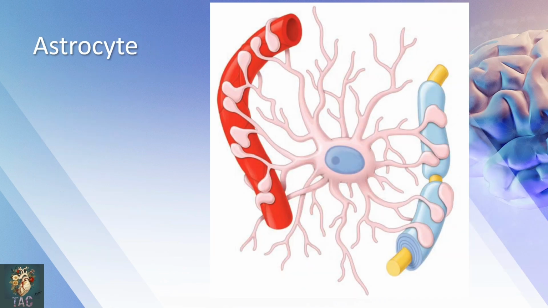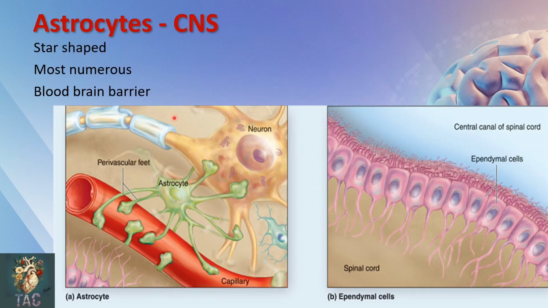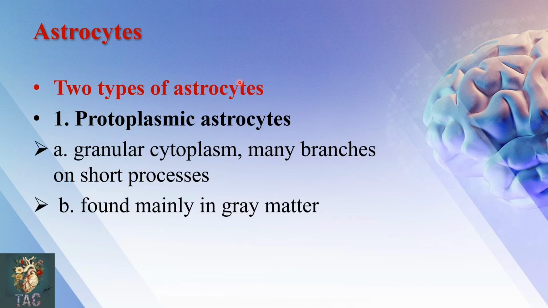So, astrocytes, again a beautiful diagram. This is the fibrous astrocyte. It has many processes either in relationship to the blood vessel, where it is forming the blood-brain barrier, or in relationship to the axon, where it is maintaining the microenvironment and giving support to the axon. So astrocytes are star-shaped, most numerous, and form the blood-brain barrier. They are mainly of two types, the protoplasmic and the fibrillar.